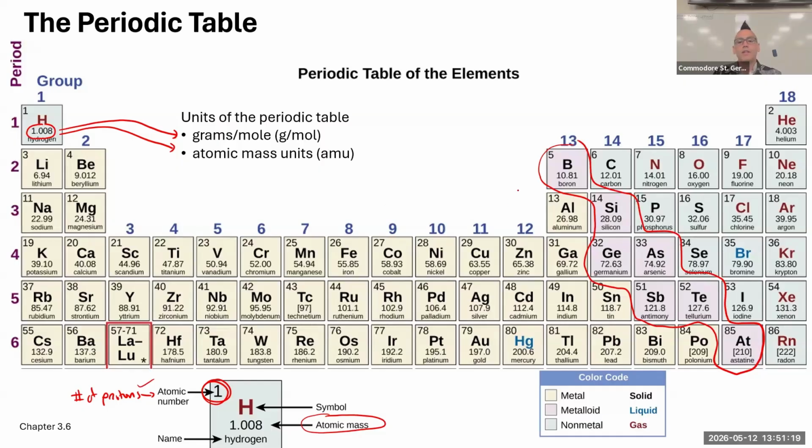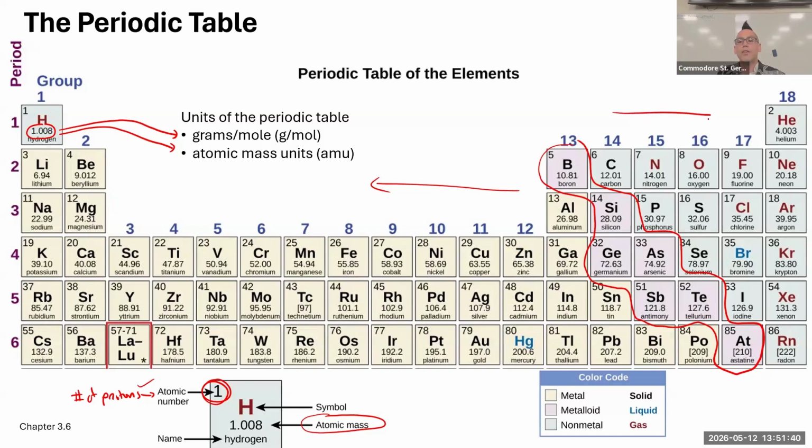Everything to the left of those are called metals. And you know what metals are, right? We mentioned them earlier: copper, silver, gold, aluminum. You can just go down the list: sodium, lithium, potassium, titanium, iron, zinc. All those things are metals.